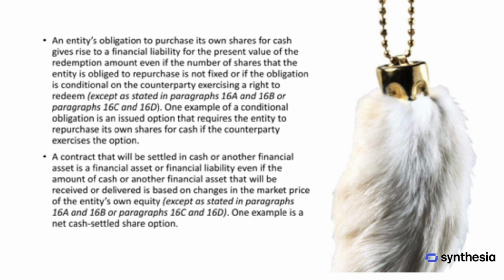Similarly, a contract that will be settled in cash or another financial asset is treated as a financial asset or financial liability, even when the amount to be received or delivered depends on changes in the market price of the entity's own equity. Again, exceptions are provided in paragraphs 16A and 16B or 16C and 16D. An example of this type of contract is a net cash-settled share option.